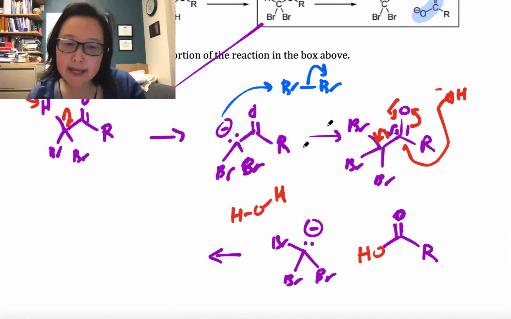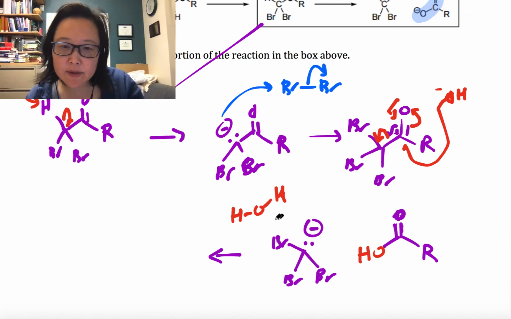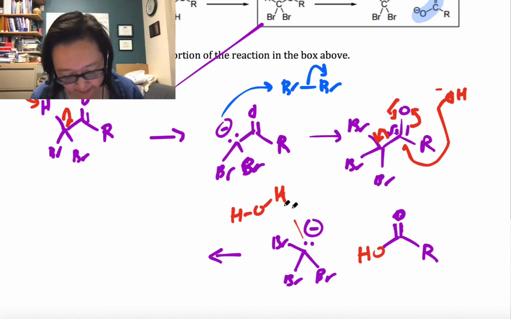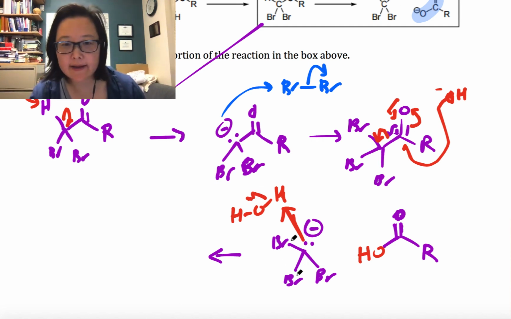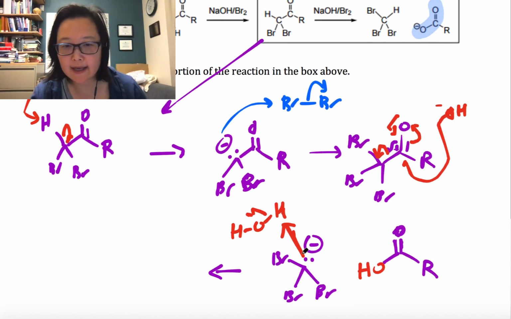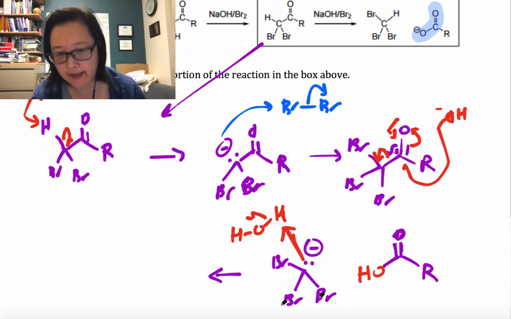What happens next is that when this leaves, it will get protonated right away by, let's say, water in solution, since sodium hydroxide is usually in water. Okay, and then we have our haloform, which is a carbon with 3 halogens on it. So this is bromoform.